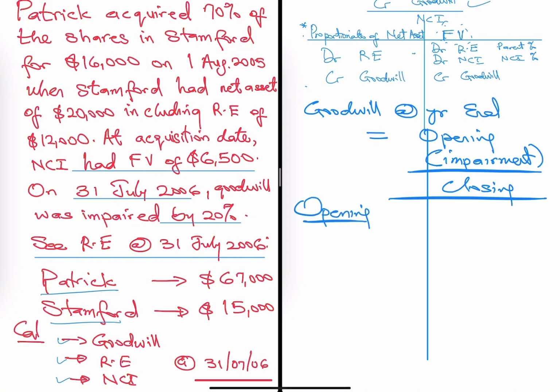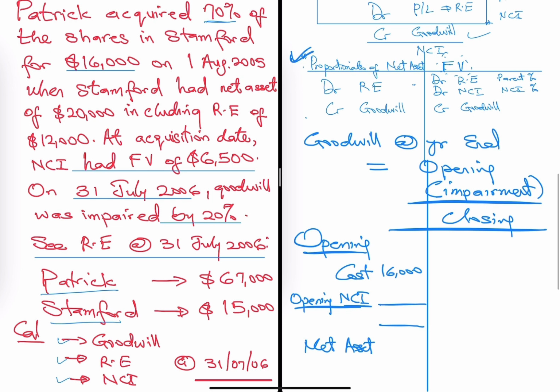Opening Goodwill. Which means, first of all, we need to determine the cost, and we need to determine the NCI. Opening NCI, remember. Then we get the total acquisition cost, then we get the net asset. So the cost, they've told us that cost was 16,000. However, that's just for 70%. So the remaining 30% is the opening NCI, which will be 30% of net asset, because this column we are using proportionate of net asset. This column is a fair value assumption that we're using. So we'll see how the values can be different.